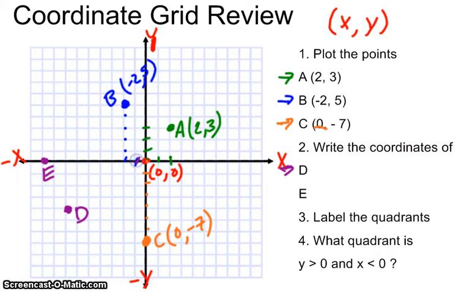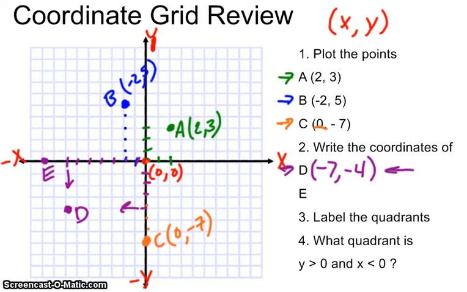So if we go 1, 2, 3, 4, 5, 6, 7, okay, it is 7 over on the x-axis, so this coordinate will be -7, okay? And then how far down is it on the y-axis? Well, let's see. 1, 2, 3, 4. Okay, so 4 down, so that'll be a coordinate of -4. So -7 on the x-axis, -4 on the y-axis, and we've got the coordinate -7, comma -4.